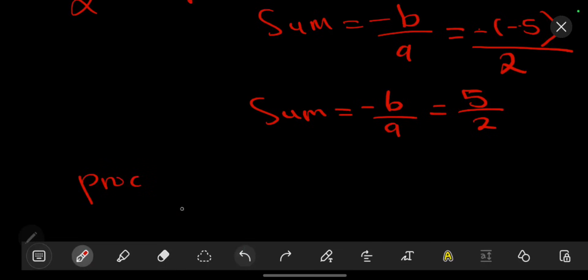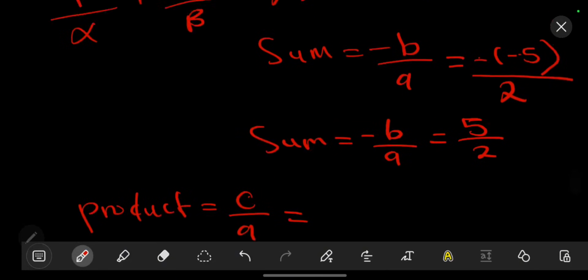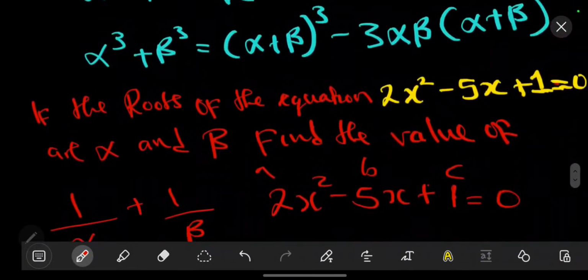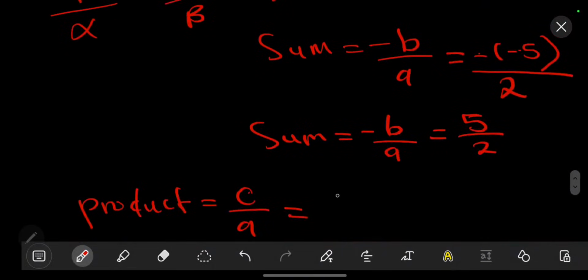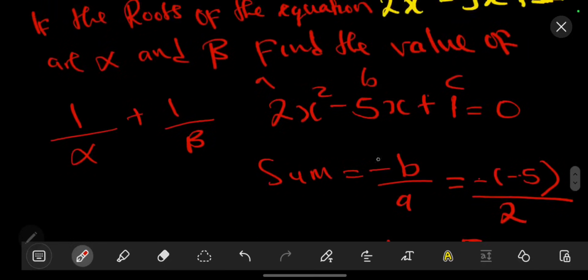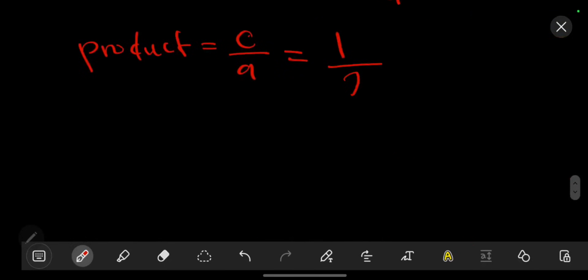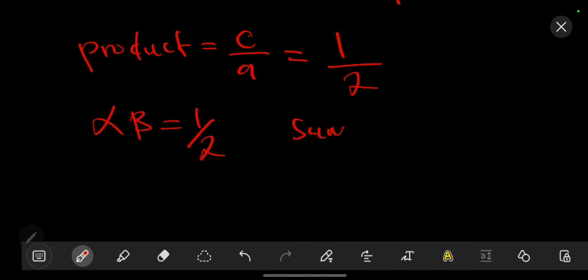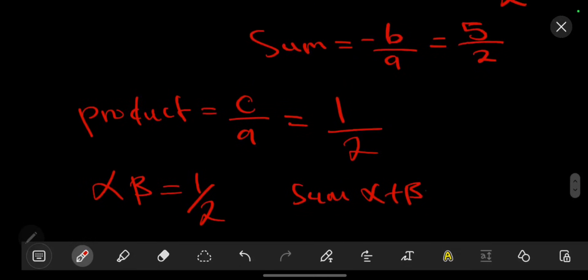Then our product was equal to c over a. So just get the coefficient of c, which is equal to 1 in this case, 1 over our a, which is equal to 2. So we are going to put 2 there. So the product, which is where you have alpha beta, should be equal to 1 over 2. Where you have the sum, which is your alpha plus beta, you are going to put the value that is equivalent to 5 over 2.